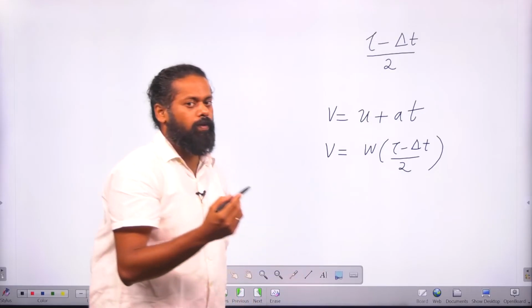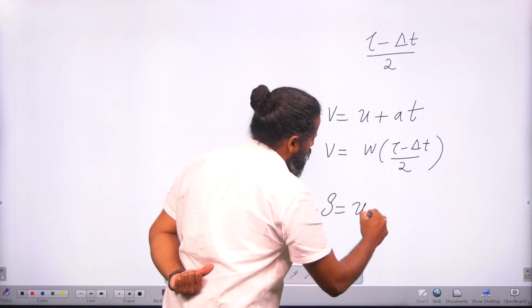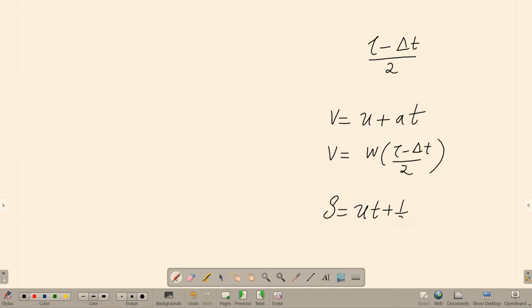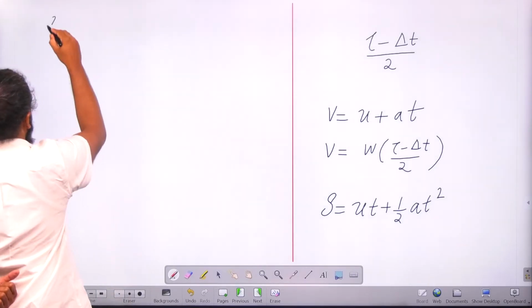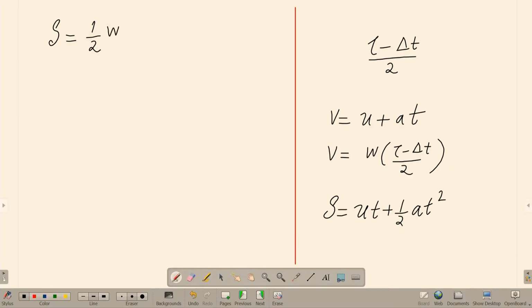Similarly, we can find out the displacement. What is the displacement equation? S is equal to ut plus half at square. You know that again the ut part will vanish because the initial velocity is equal to 0. Now we can find out the displacement during the acceleration. So displacement is equal to half multiplied by w multiplied by t square. How much is the time? Tau minus delta t divided by 2, the whole square.